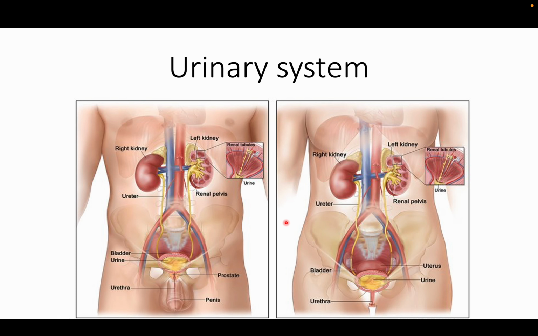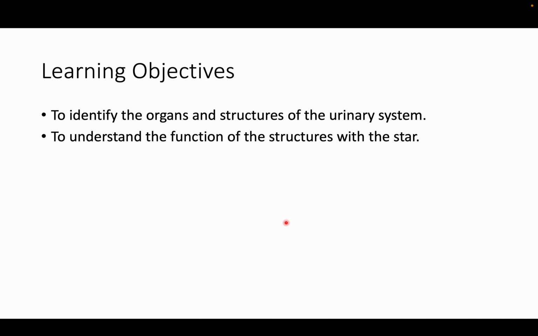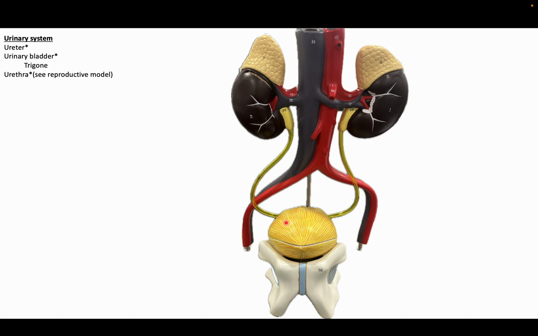Everyone, in this video, we're going to go over the organs and structures that are involved in the urinary system. In addition to that, make sure you also understand the function of the structures with a star at the end. Now, if we take a look at an overview of the urinary system, we can see that the kidneys are the organs that are involved in producing urine.